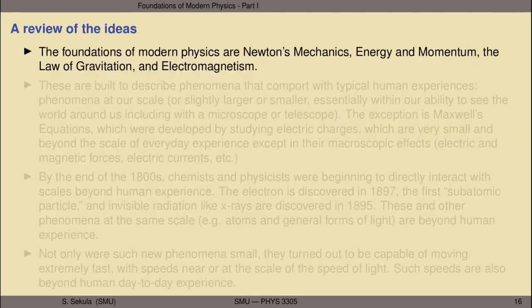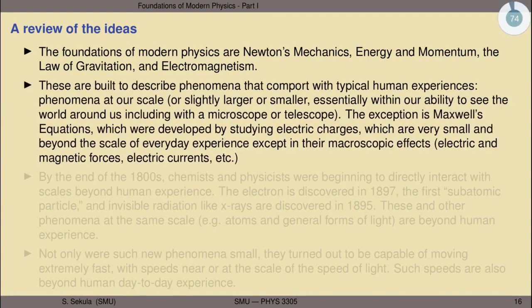So let's review the basic ideas that are the foundations for modern physics. The groundwork for modern physics are Newton's mechanics, the concepts of energy and momentum, quantities associated with motion that can be conserved under certain conditions, the law of gravitation, and the laws of electromagnetism. However, these were largely built to describe phenomena that comport with typical human experiences, phenomena at our size scales, or slightly larger or smaller, essentially within our ability to see the world around us, including with a microscope or a telescope. That would all be within the human scale.